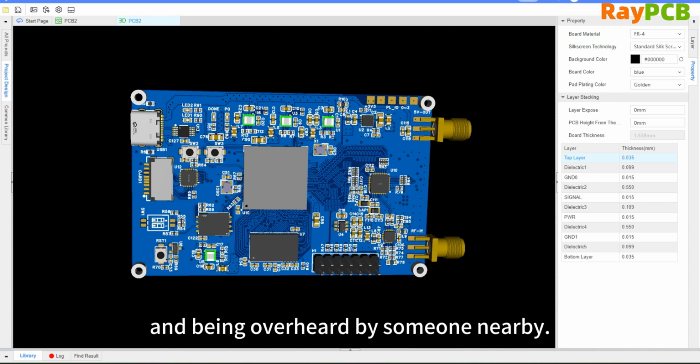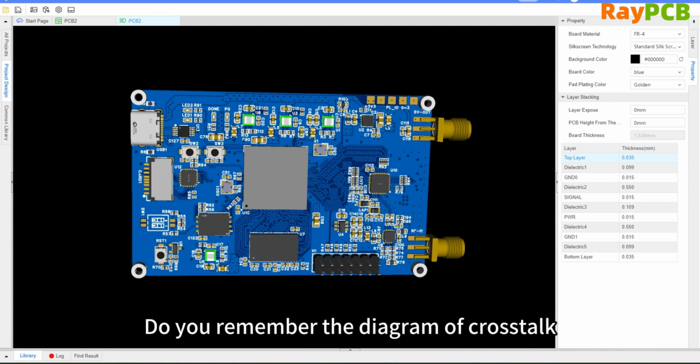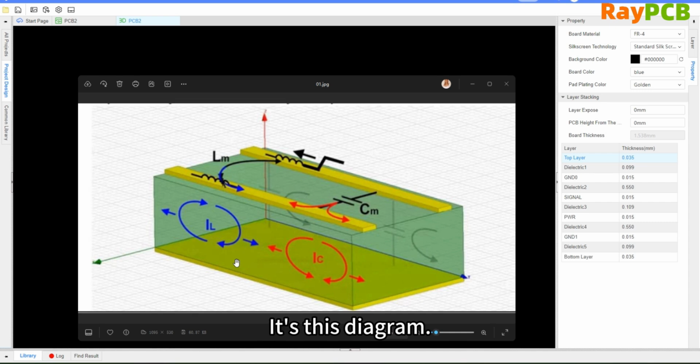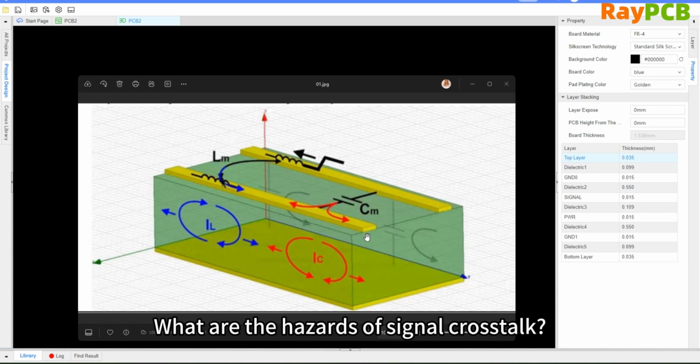It's like two people whispering to each other, but accidentally being overheard by someone nearby. Do you remember the diagram of the materials we showed when discussing 4-layer boards? In that diagram, one line is the aggressor line. Through capacitive or inductive coupling, the signal is transmitted to the victim line.